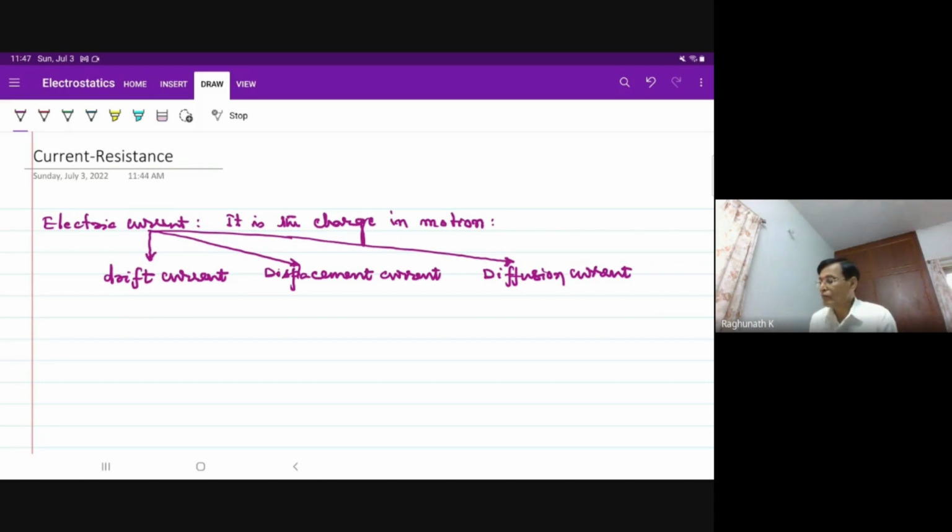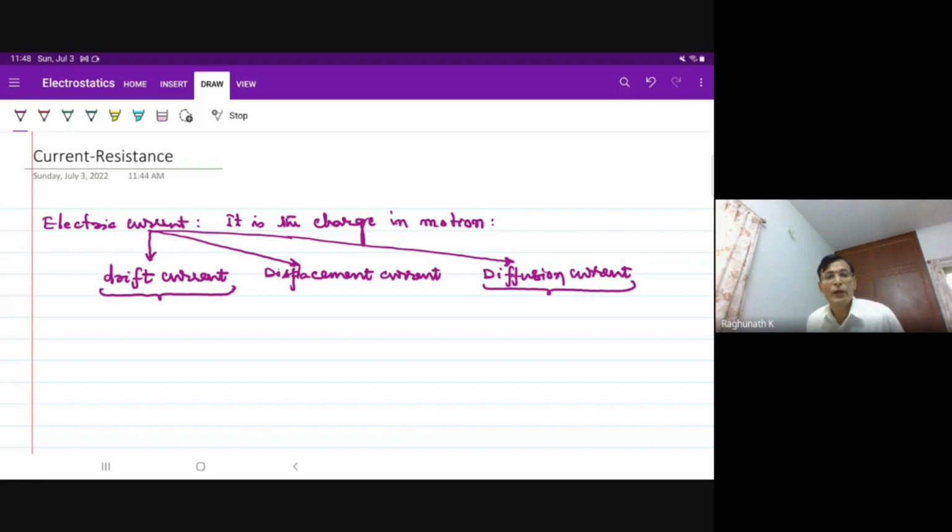Please check. Everywhere it is a current only. The current constituted by electric charge in motion is either drift current or diffusion current. Displacement current is to be understood through it. In fact, it is not the charge in motion. It is not the charge in motion.